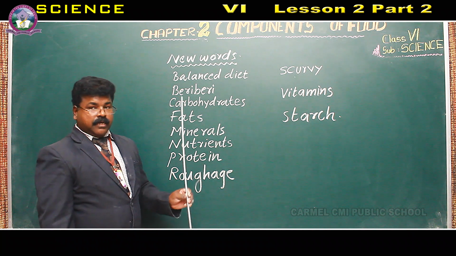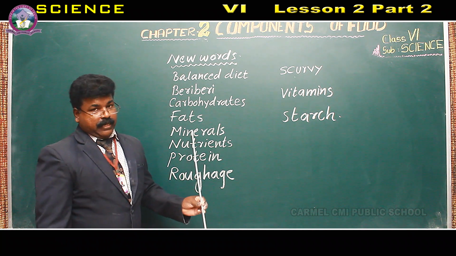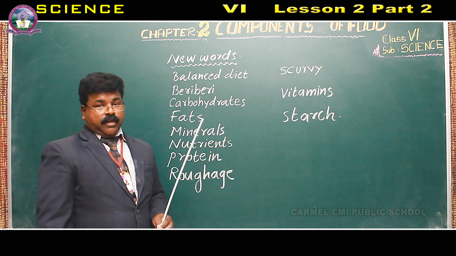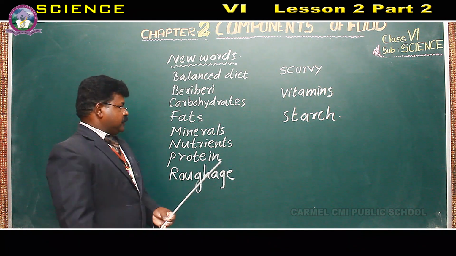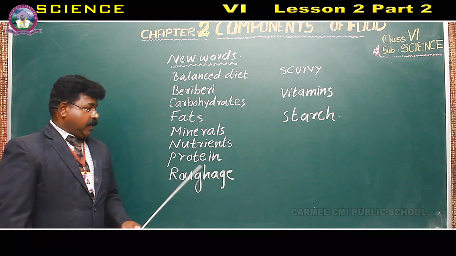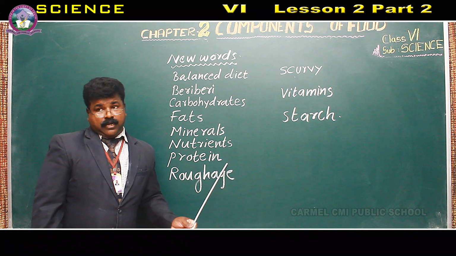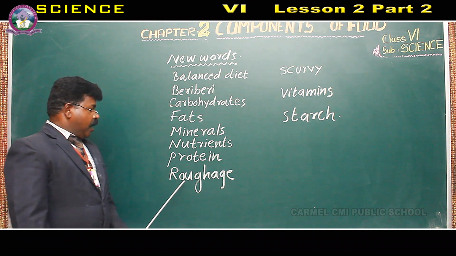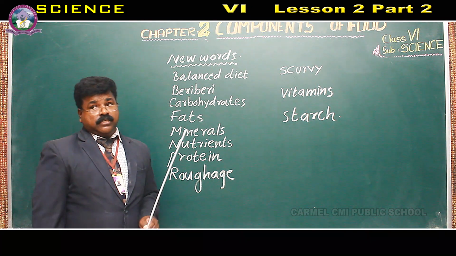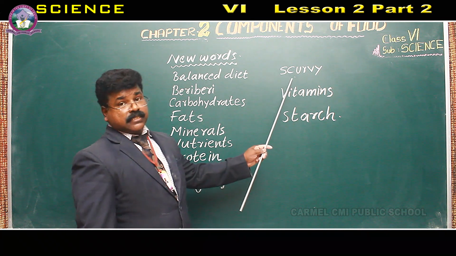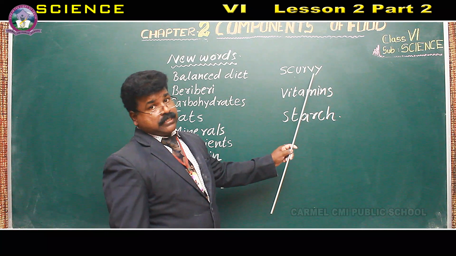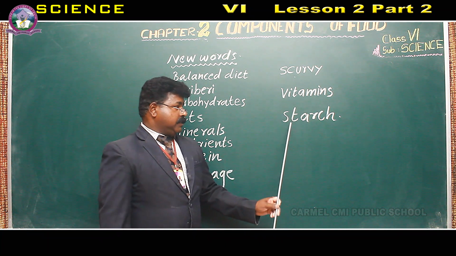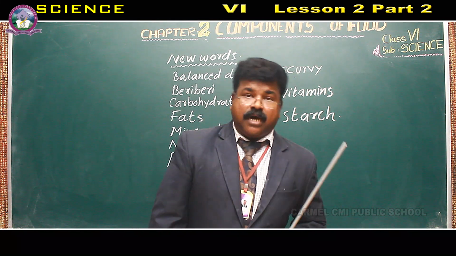The next one is minerals. M-I-N-E-R-A-L-S. We can cut it into two groups. Minerals. The next one is nutrients. N-U-T-R-I-E-N-T-S. Nutrients. The next one is protein. P-R-O-T-E-I-N. The next one is roughage. R-O-U-G-H-A-G-E. Roughage. The next one is scurvy. S-C-U-R-V-Y. Scurvy. Then vitamins. V-I-T-A-M-I-N-S. Vitamins. The next one is starch. That is starch. Okay.